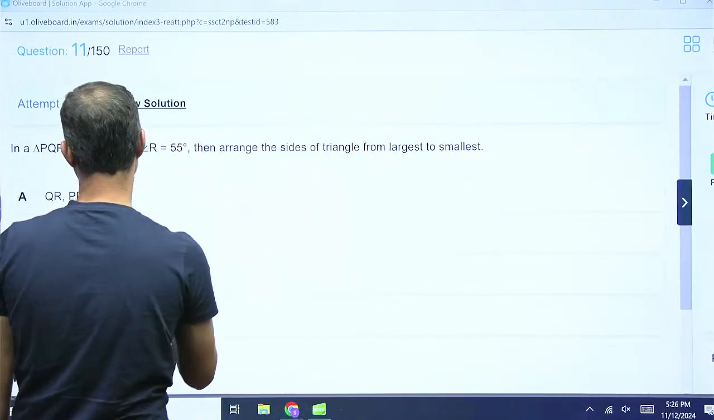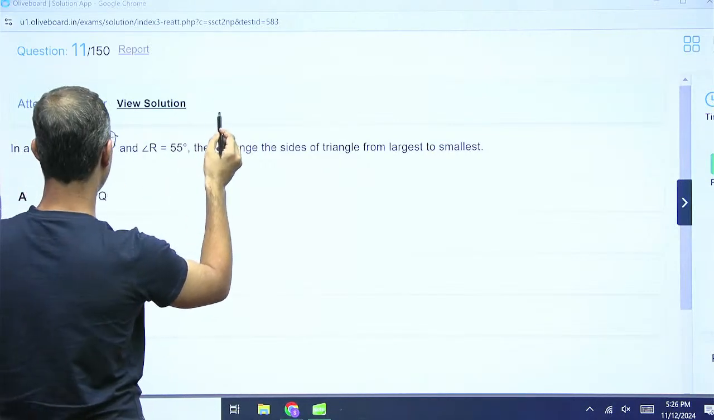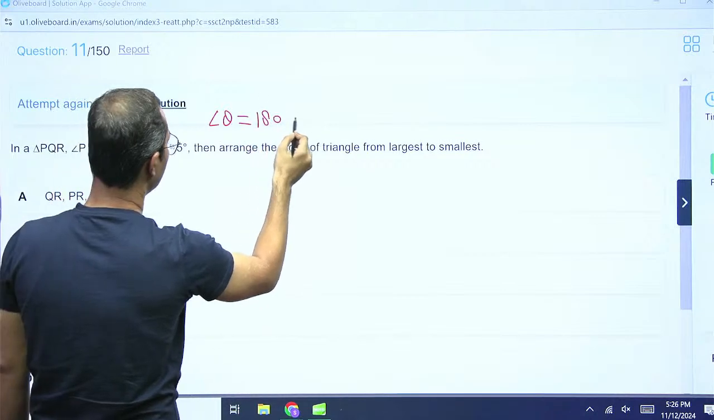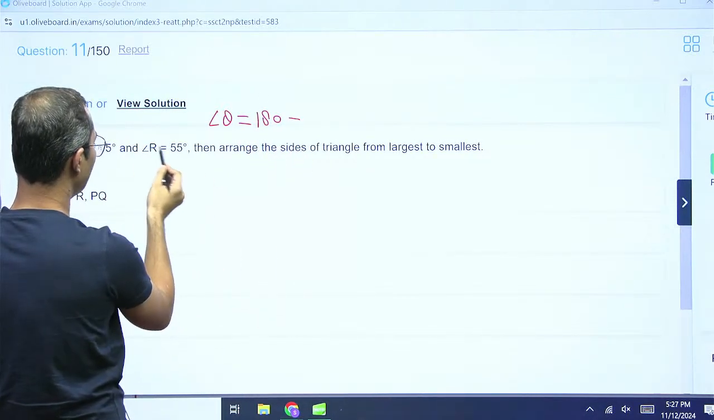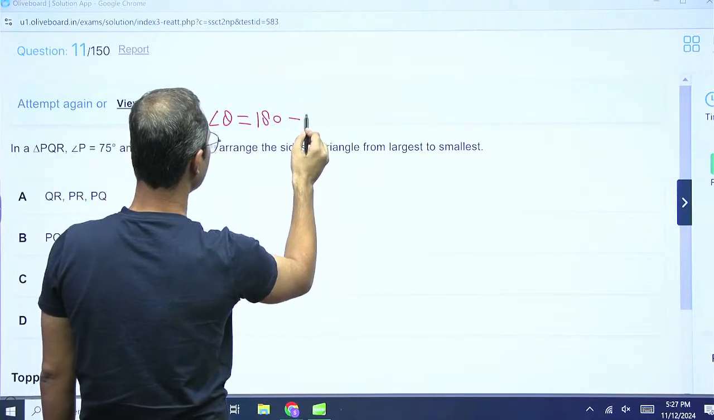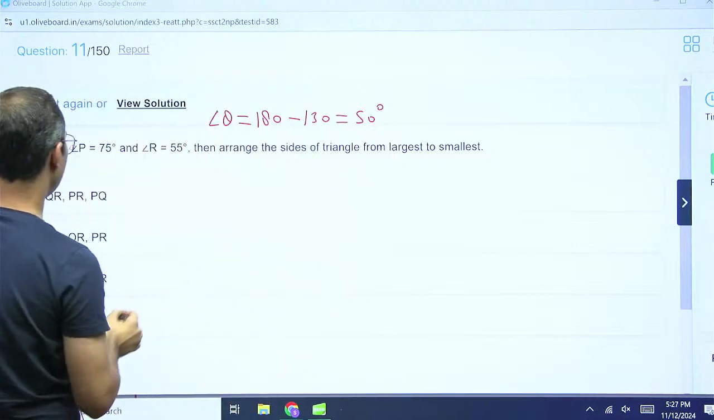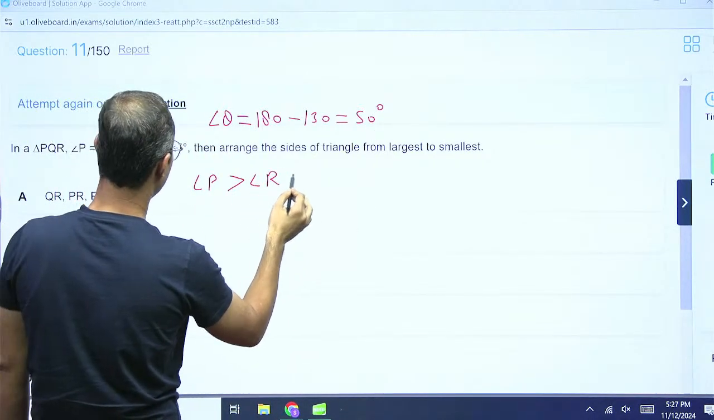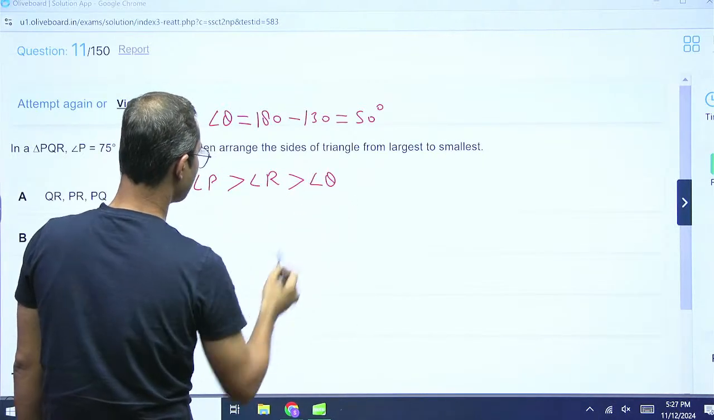See, here one angle is 75, another is 55. So what is the angle Q? Angle Q is 180 minus (75 plus 55), so 180 minus 130. So that is going to be 50 degrees. Is this clear? So we can say that angle P is greater than angle R is greater than angle Q. Is this clear?